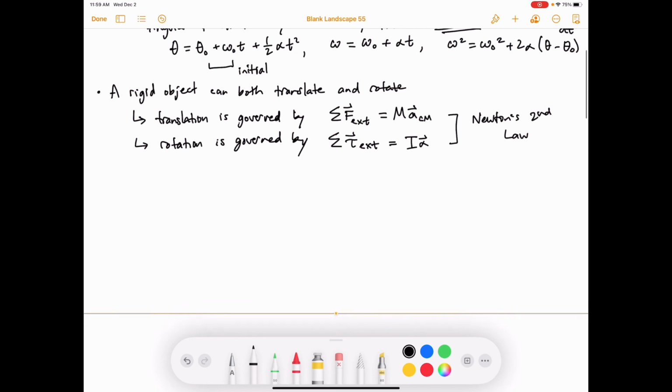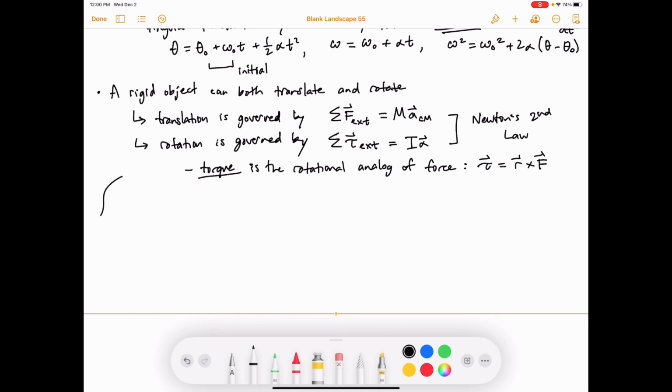Okay, so first of all, let's define torque, because torque appears in the rotational version of Newton's second law. Torque is the rotational analog of force. So force we can think of as something you need to apply to an object in order to get it to start moving. Torque is what you would need to apply to an object in order to get it to start rotating. Okay? And torque, tau, is given by r cross F. So it's a cross product of two vectors.